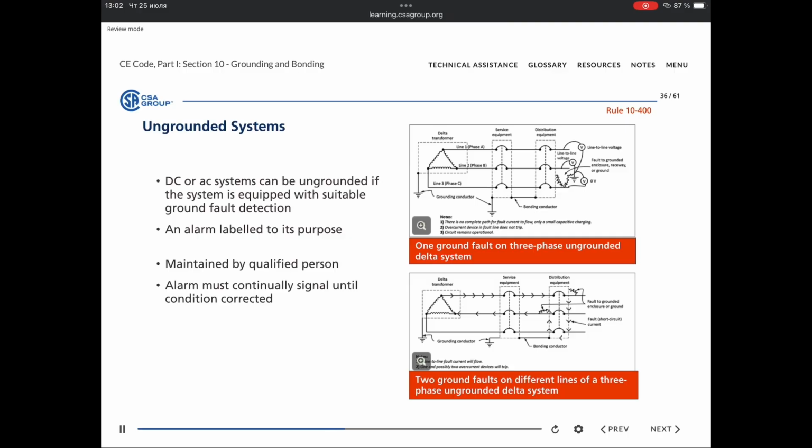The required alarm, and any extra alarms if installed, must be clearly labeled as to its purpose and clearly enunciate the status of the system to persons monitoring it, along with continual signaling until the condition is corrected. Extra low voltage DC or AC systems are permitted to be ungrounded without having to comply with the ground fault detection requirements specified in Section 10 of the Code.